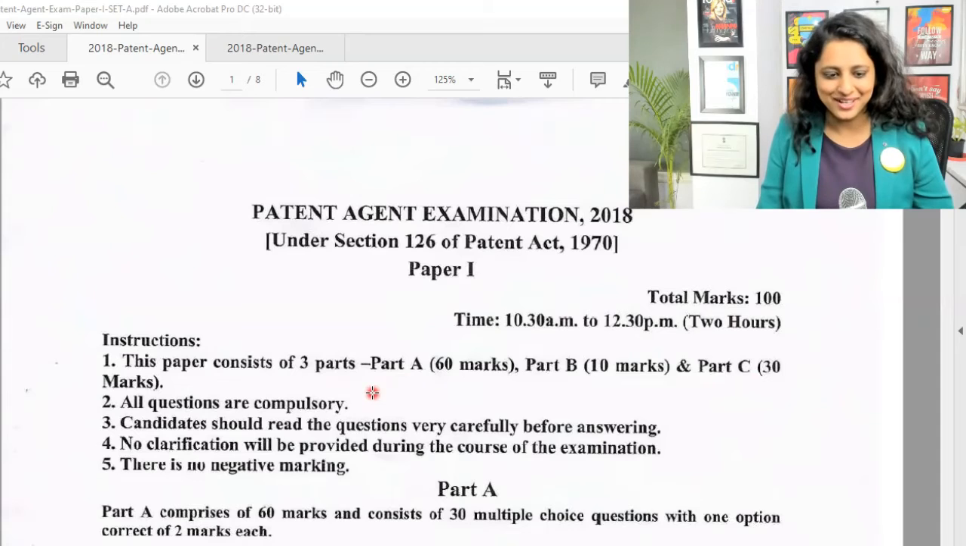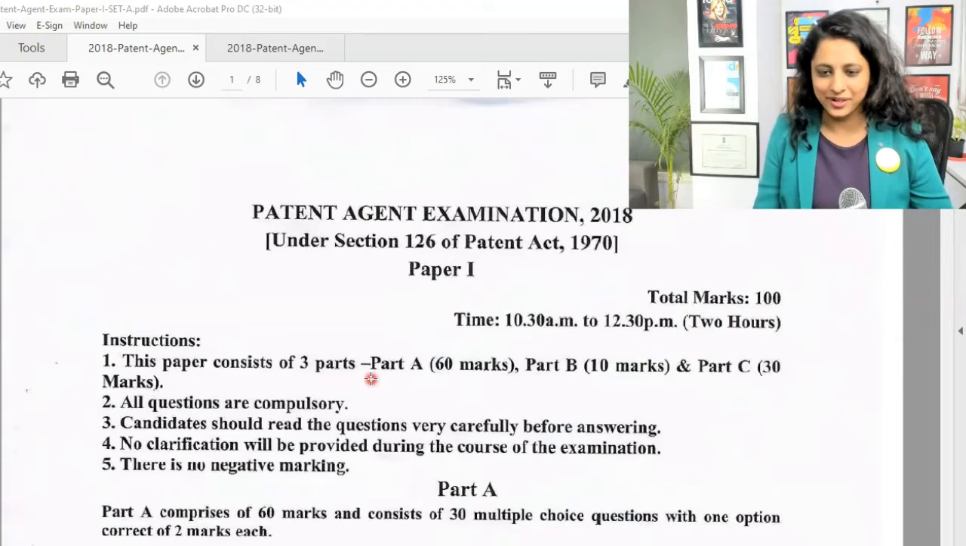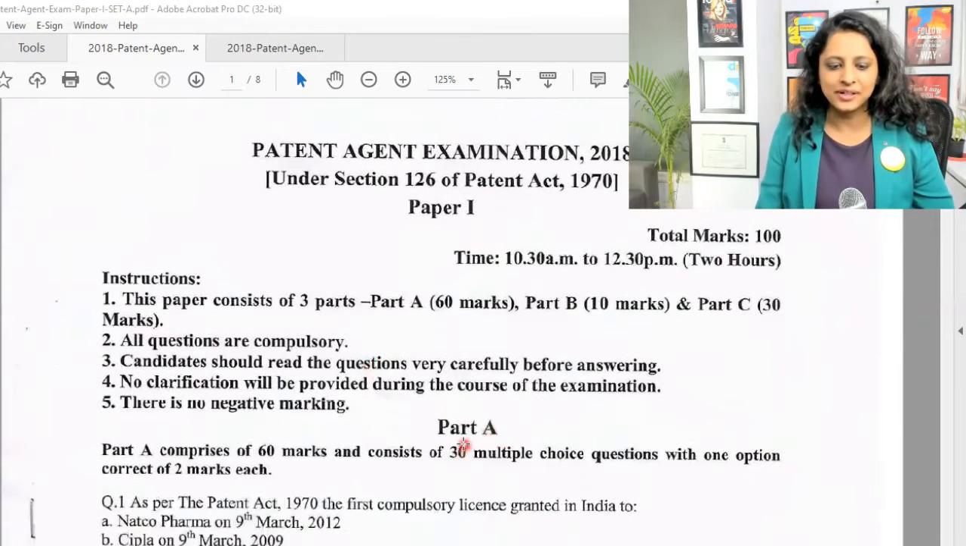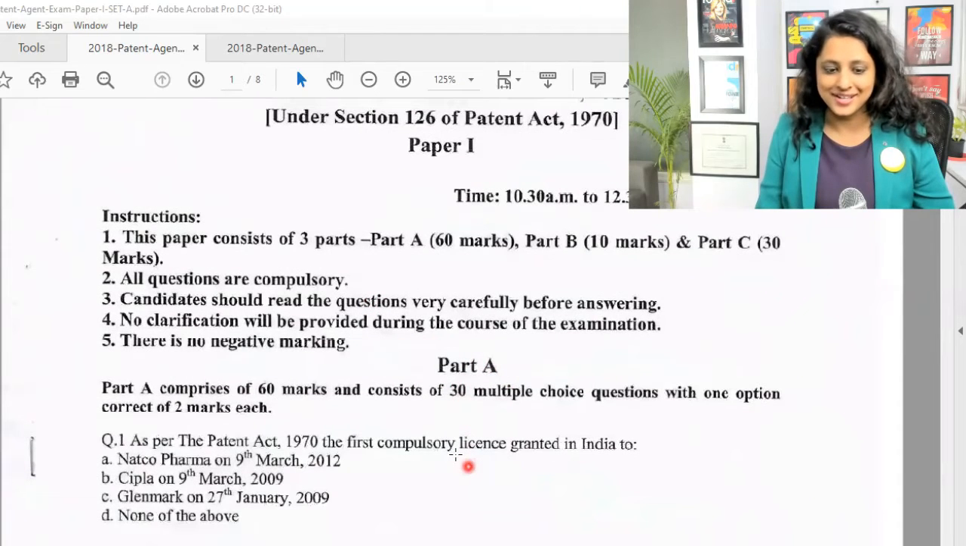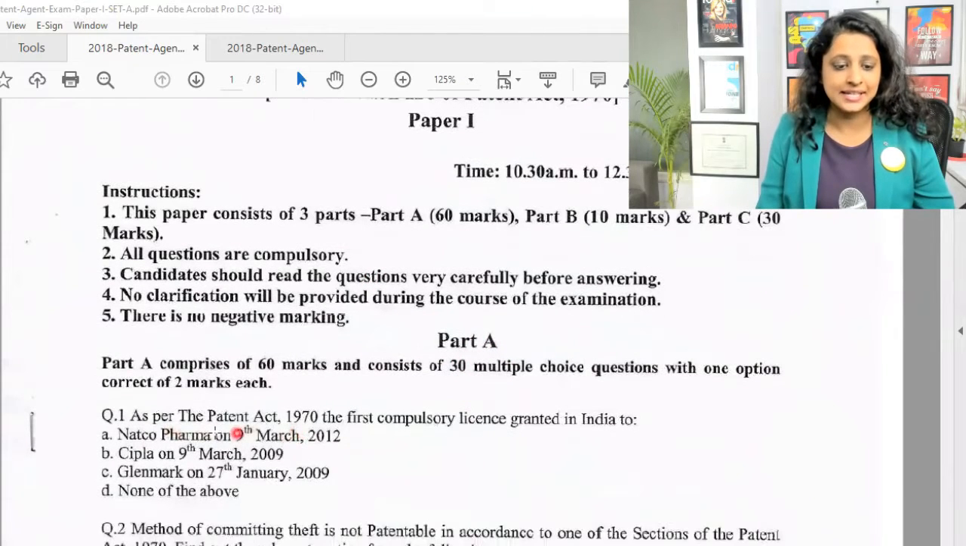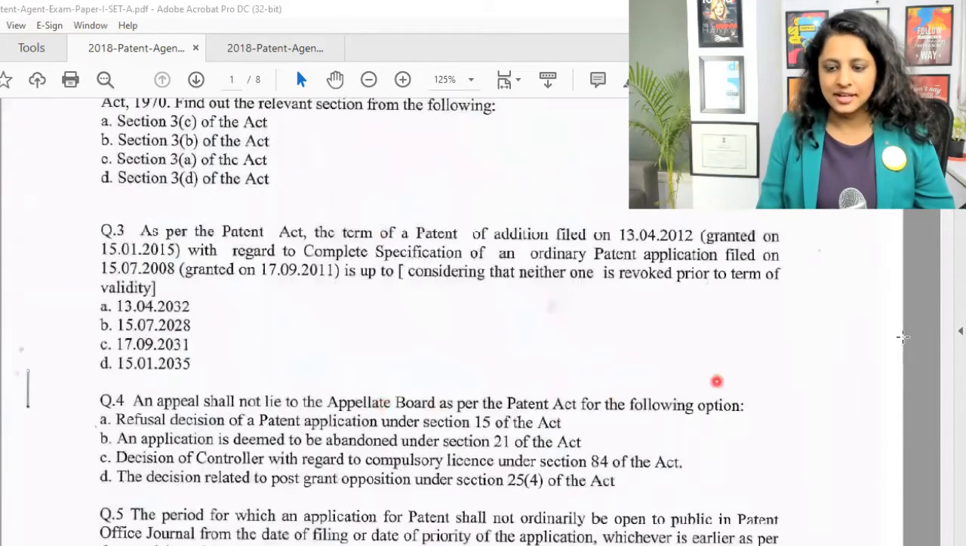All questions are compulsory and candidates should answer very carefully because there are multiple choice questions and they are quite confusing. There's no negative marking, that is a good point. In Part A, you will get 30 MCQs and one of them is the correct answer. For example, question 1: as per Patent Act 1970, the first compulsory license was granted in India to whom? The correct answer is Natco Pharma on 9th March 2012. Likewise, there are a lot of questions.